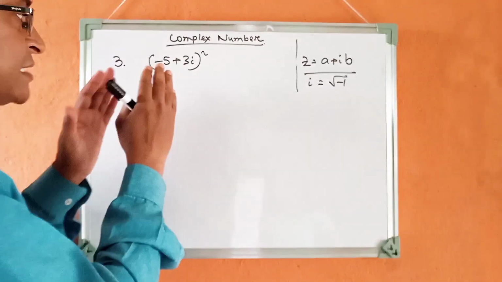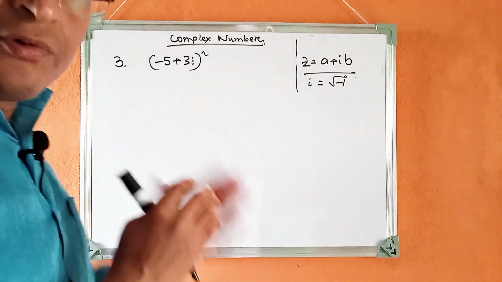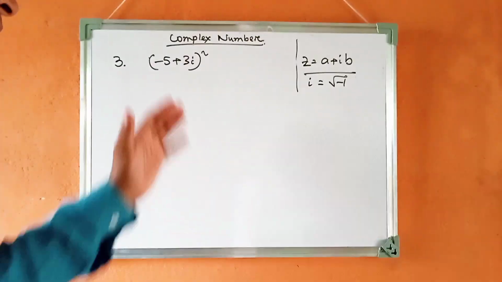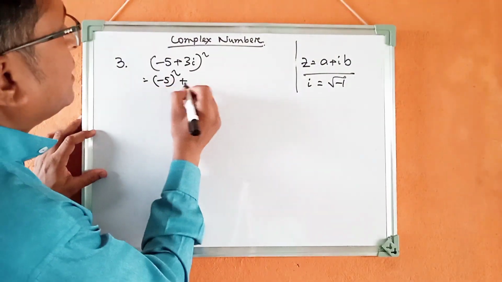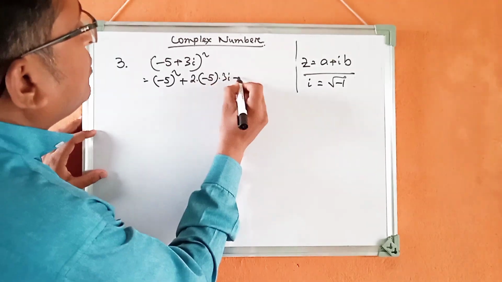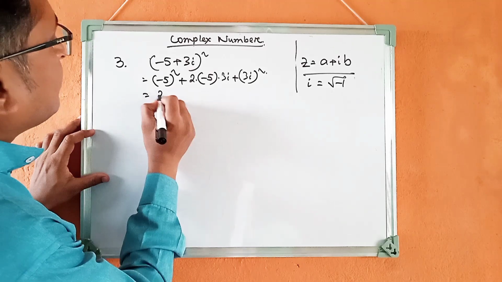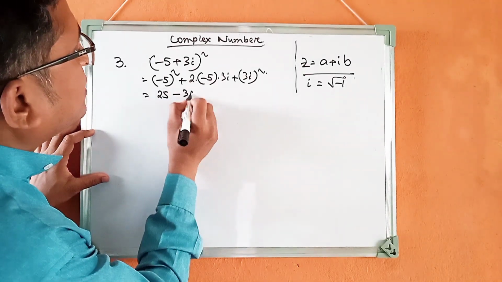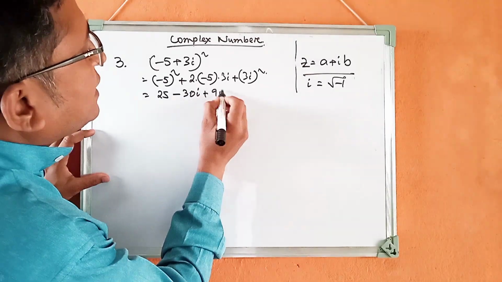First we simplify this expression using (a plus b) whole square. All of you know (a plus b) whole square. What is the formula? a square plus 2ab plus b square. So we just simplify it: a square, that is minus 5 whole square, plus 2ab, 2 into a into b, plus b square, 3i whole square. So we get 25 minus 30i plus 9i square.